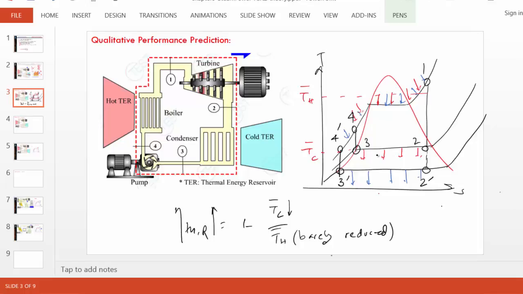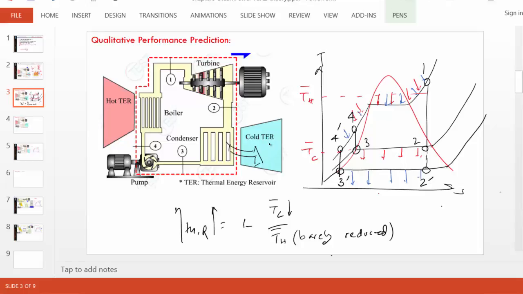The next question that comes to mind: if reducing the condenser pressure is such a good thing, how low a pressure can we go to? Well, if you think about it, the heat rejection must take place in the condenser. And where do we reject heat? We reject heat to maybe recirculating water from a river or from the ocean or from a cooling tower.